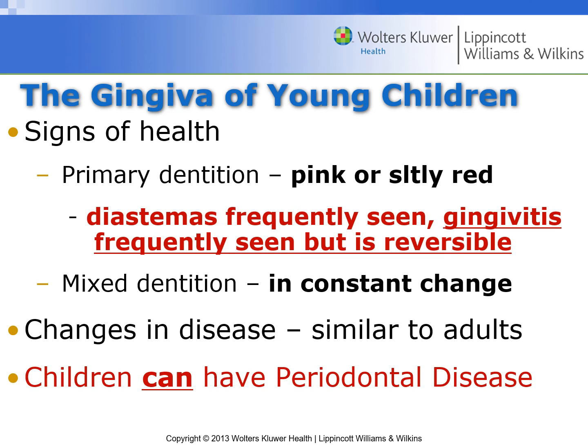Changes in disease: when they have disease, it's very similar to us. Children can have perio disease. They can have gingivitis and they can have periodontal disease. Adults can have both of them, and so can children. It's a little more rare to have perio disease, but a child can have it.